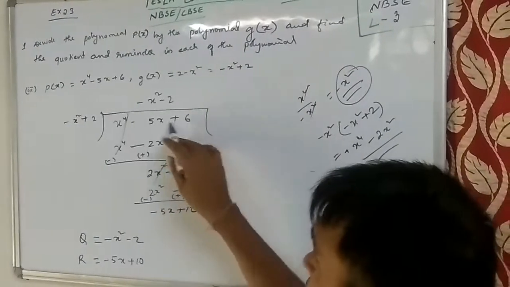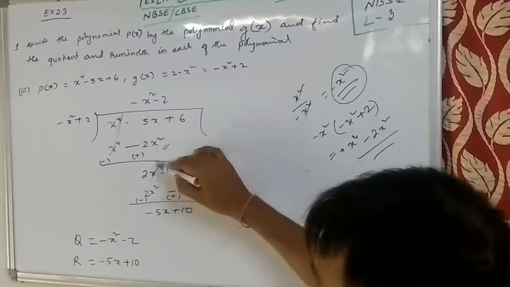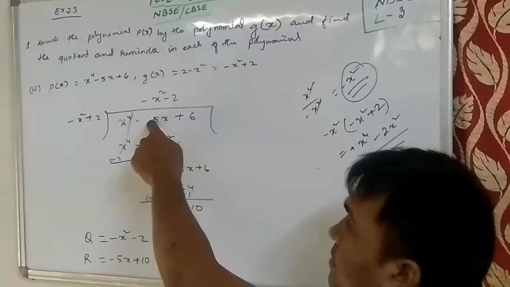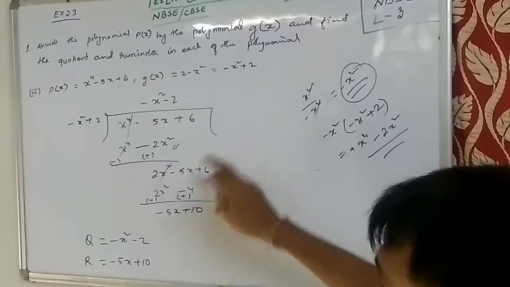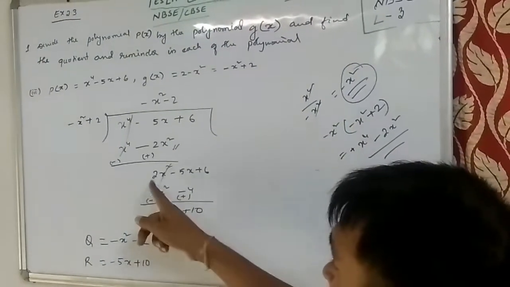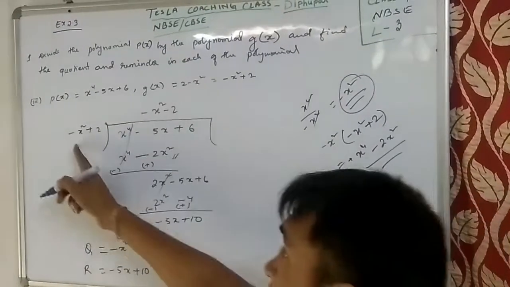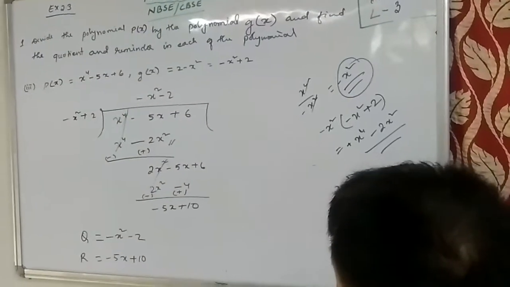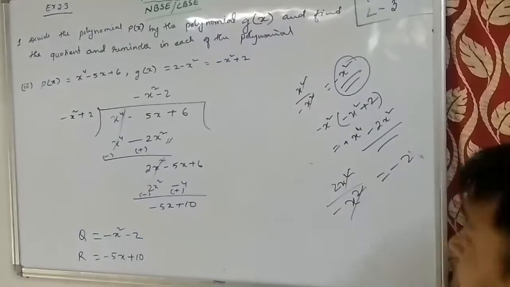Next, is there any square term here? No. Then whatever term is here, it will come down automatically if there is no relevant term to it. Okay, now minus 5x plus 6, we have written it. Why? Because there are no relevant such terms. Okay, next again, what is our first term? 2x square. So this 2x square will be divided by minus x square. So when you divide by minus x square, x square cancels, what is left? Minus 2.